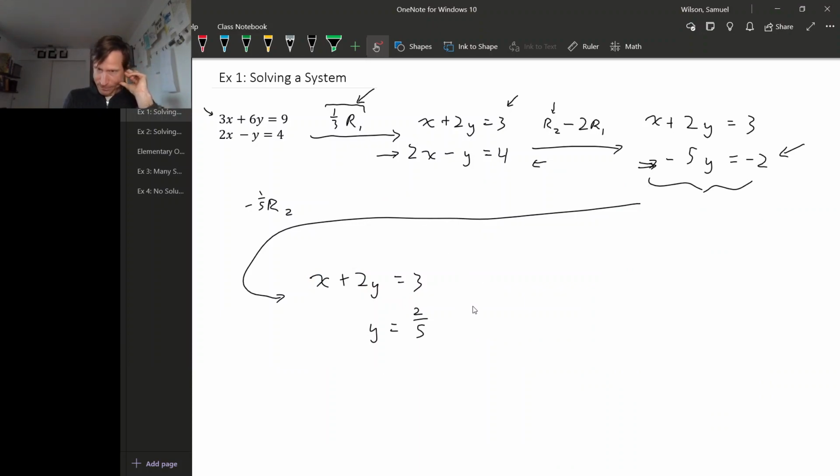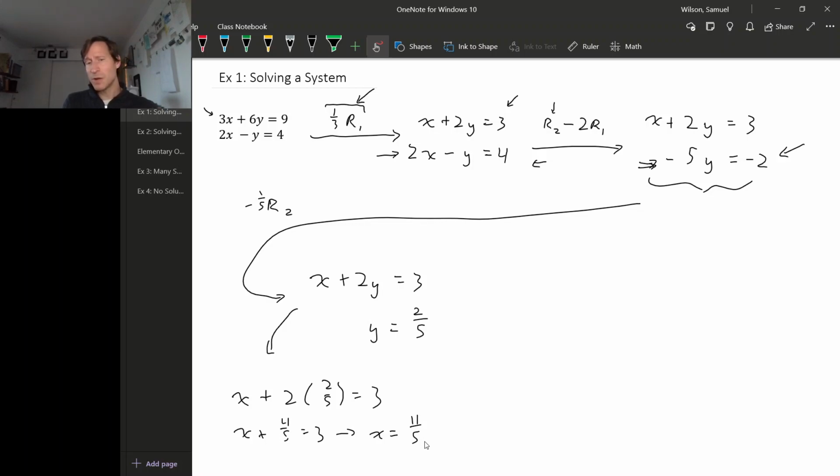Well, from here there's sort of two ways to go about it. Now that we know what y is, we could just take this first equation, plug in our y value, which is 2/5, and then finish solving for x. So x plus 4/5 equals 3, and then move the 4/5 to the other side. You get x equals, 3 is 15/5 minus 4/5 is 11/5, which is 2 1/5. Okay, so that's one way to do it.